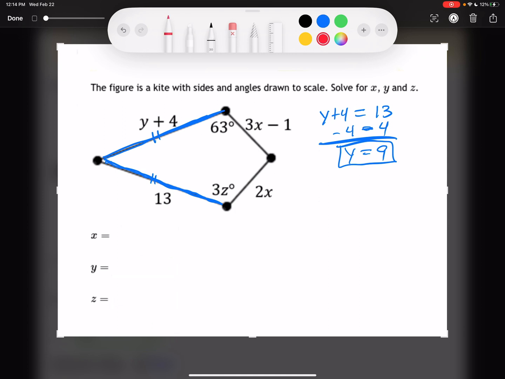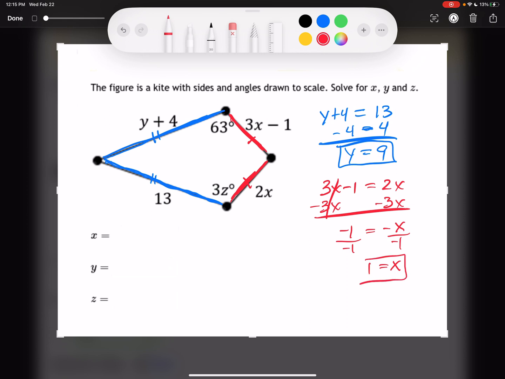Then you're also going to look at this kite and notice that, hey, this side length right here is the exact same side length as this side right here. So if this is congruent to this, then we can also make another equation that says 3x minus 1 equals 2x. And then if I continue to solve this for x, I'm going to get my x terms together. So I'll subtract 3x from both sides, and then those cross out. Negative 1 equals negative x. Well, if I finish solving this, I'll divide by negative 1 on both sides, and then x is going to equal positive 1.